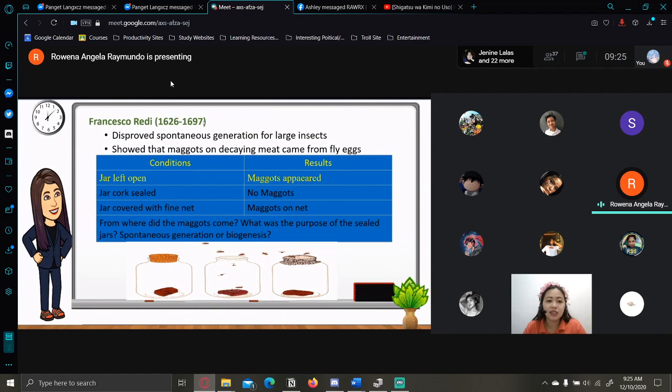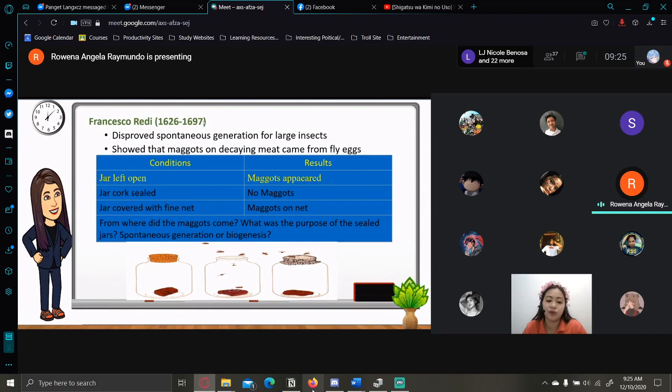Ano yung spontaneous generation theory? Ito yung theory ni Aristotle na from non-living thing, magiging living thing. Okay, spontaneous siya, biglaan siyang nabubuhay from non-living thing. Okay, so tinry ni Francesco Redi na i-disprove yun, na patunayan sa kanila na hindi yan totoo.